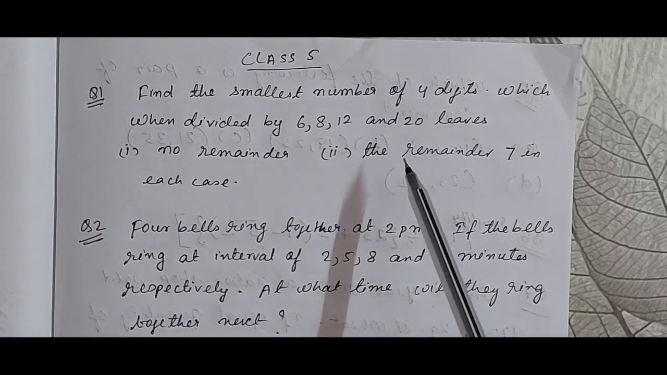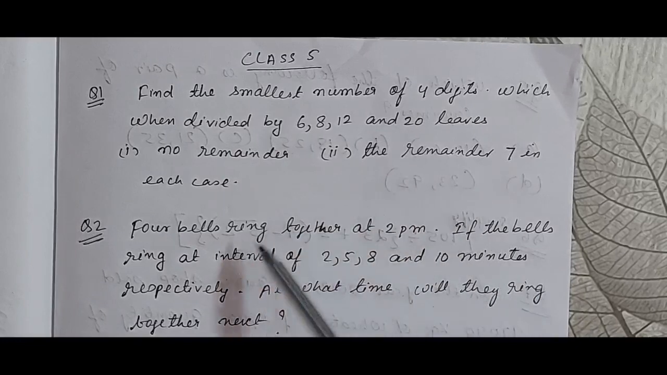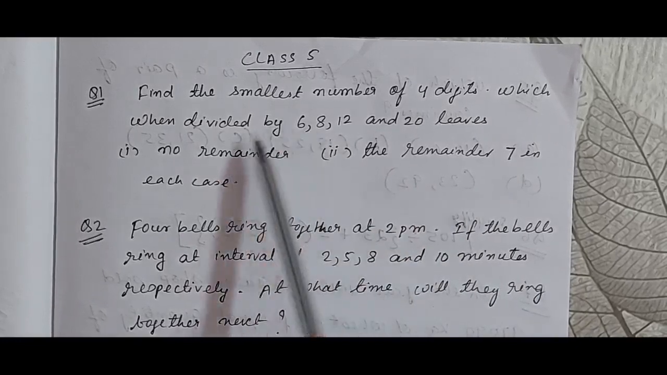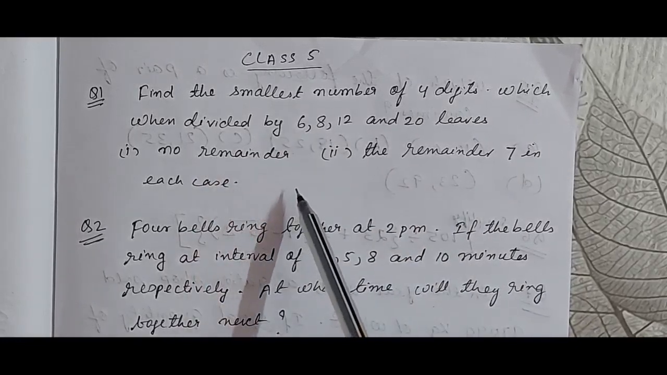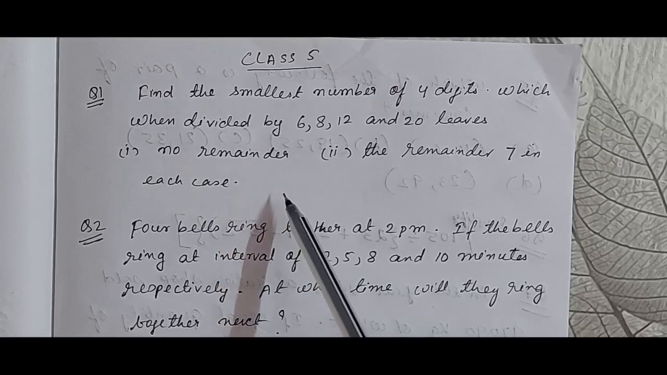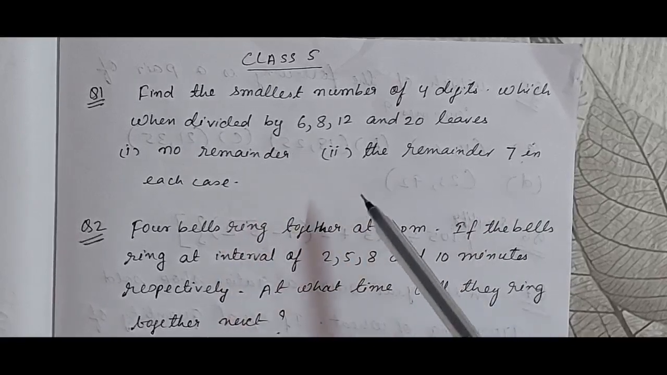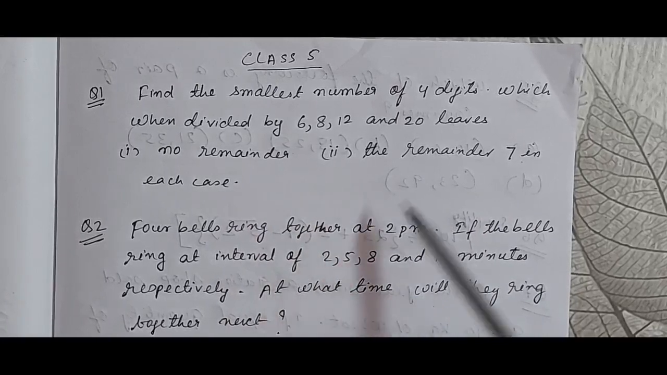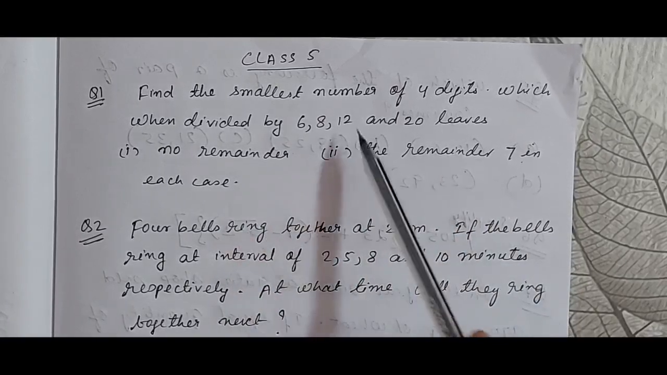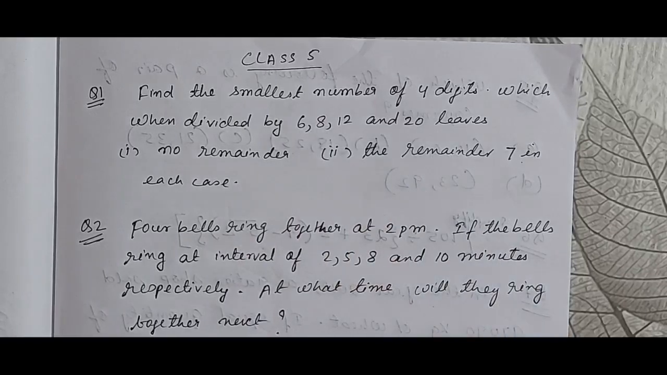Second bit is the remainder 7 in each case. Now since we already know the number which is leaving no remainder, if we add 7 to that, we will get the number that is leaving remainder 7 in each of these. Okay, let us come to question number 2.